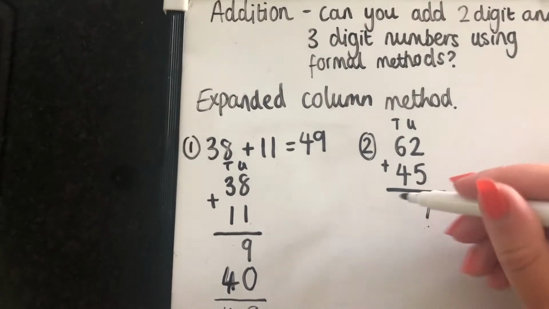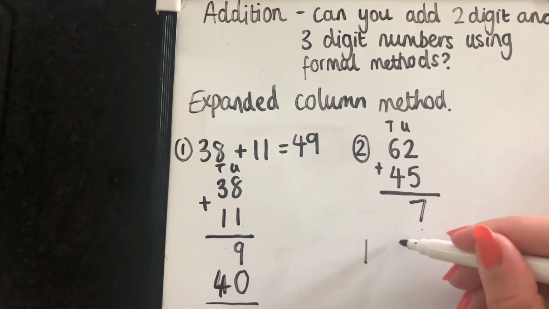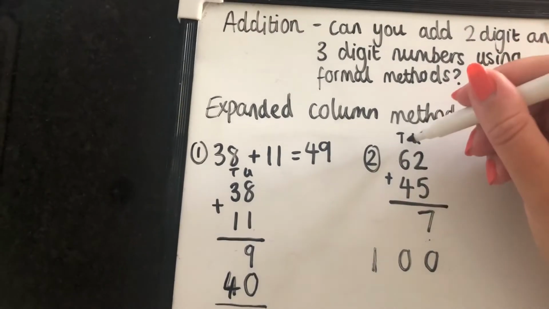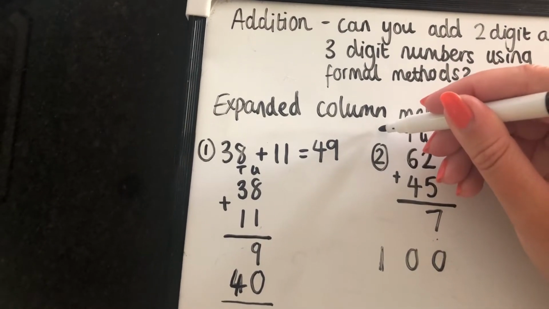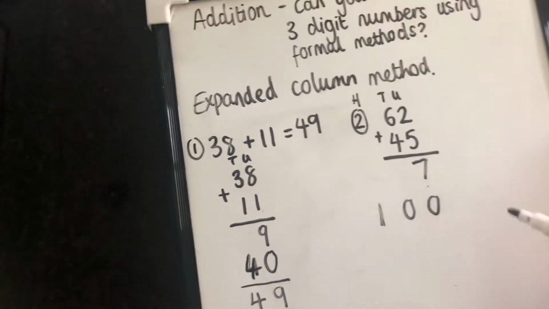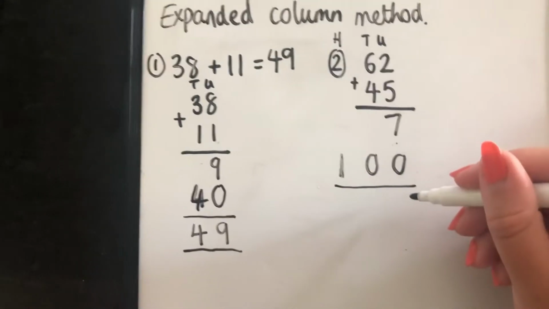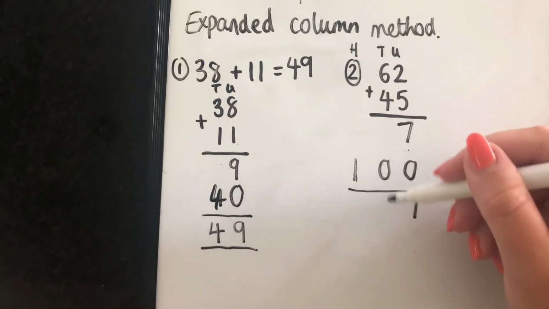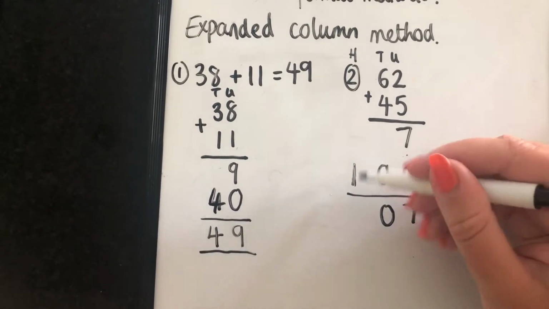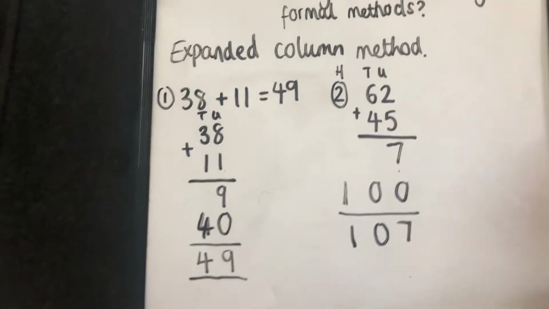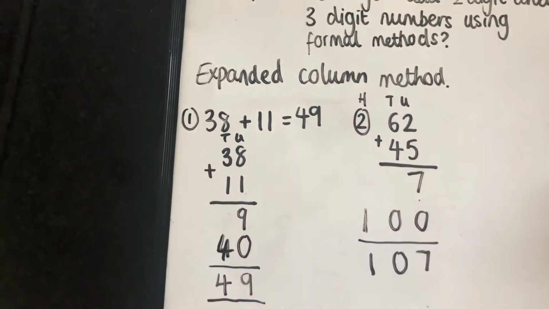So we put it here. 10. So now this has become, it's not a 10 anymore. This has become 1. What's the next one along? 100. So let's add them up. 7 units add 0 units makes 7. 0 is still 0, and we've got 100, 107. Okay, so it's really important to remember where our place value is.